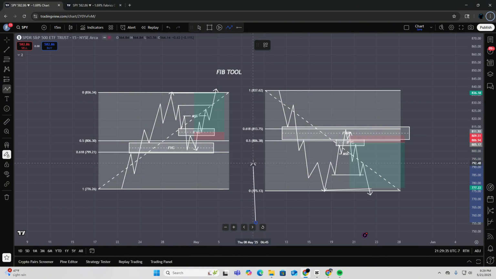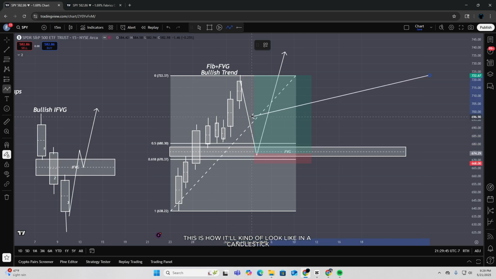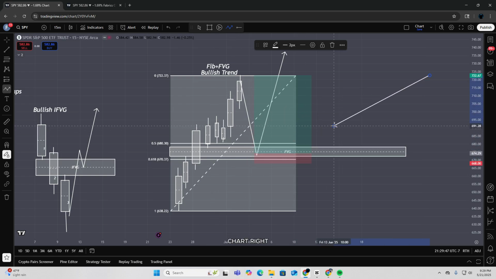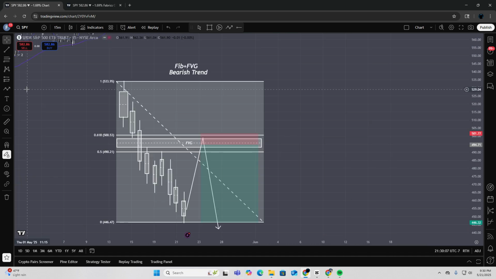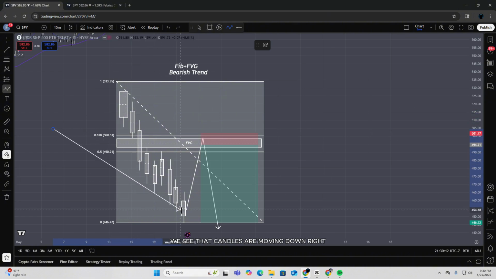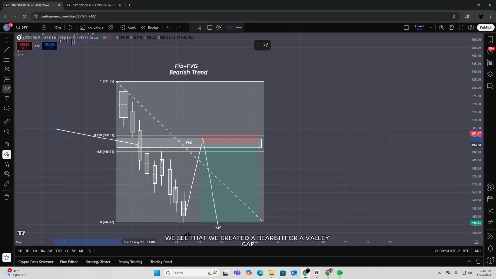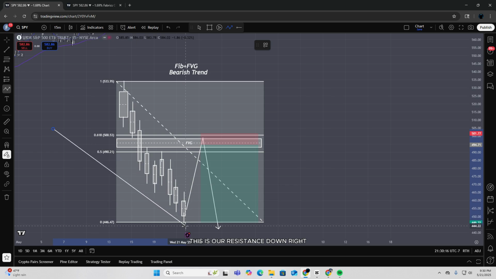And yeah, now this is how it'll kind of look in a candlestick chart, right? You see we're running up here and then we sell off, heading towards our golden zone. We get a reaction, get tapped in, and then take it back higher, right? And this is basically for a bearish trend. We see that candles are moving down, we created a bearish fair value gap. This is our resistance down. We pull back up and then go lower, right?